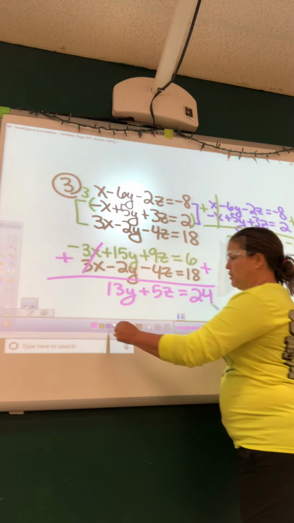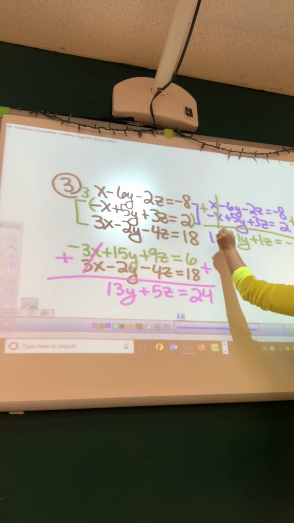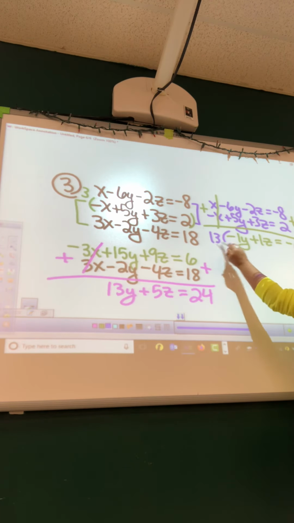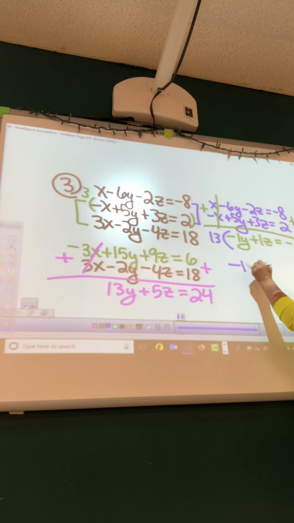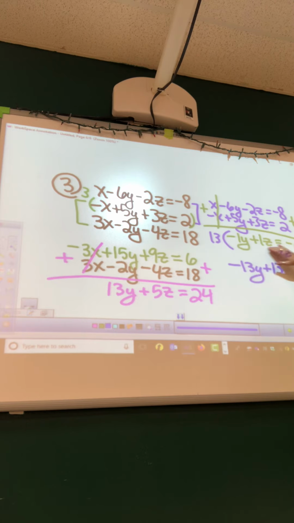All right, so I'm going to multiply this one up here by 13, and I'm going to go down below. 13 times negative 1 is negative 13y. 13 times 1z is 13z. Again, 13 times negative 6. I am not a human calculator. What is negative 6 times 13? Negative 78. I heard it twice. I'm going with it. 13 times everything here gives me a new equation.